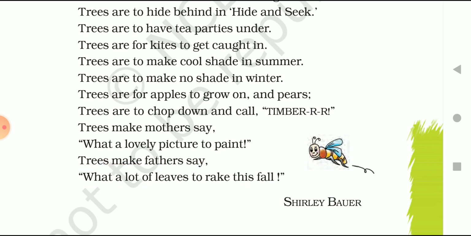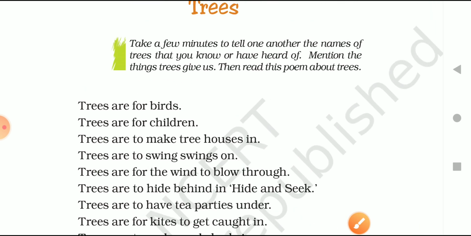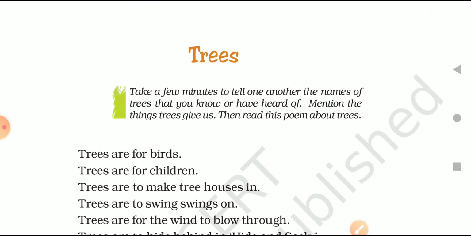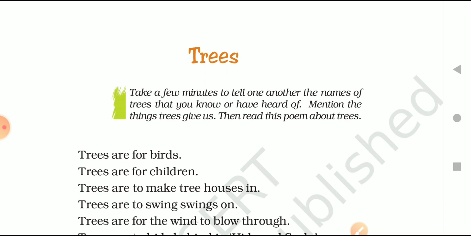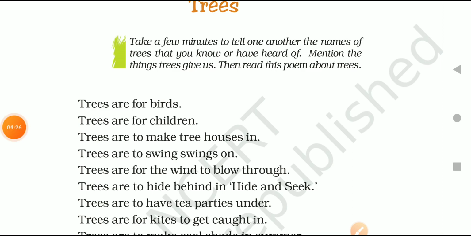Okay, so this is the whole poem. Now let's start discussing the poem, the explanation of what we have read. When I was reading the poem, I hope all of you noticed that in each and every line, the poetess is putting forward that trees are for birds, for human beings, and for children to play on. So now let's discuss the poem in detail.